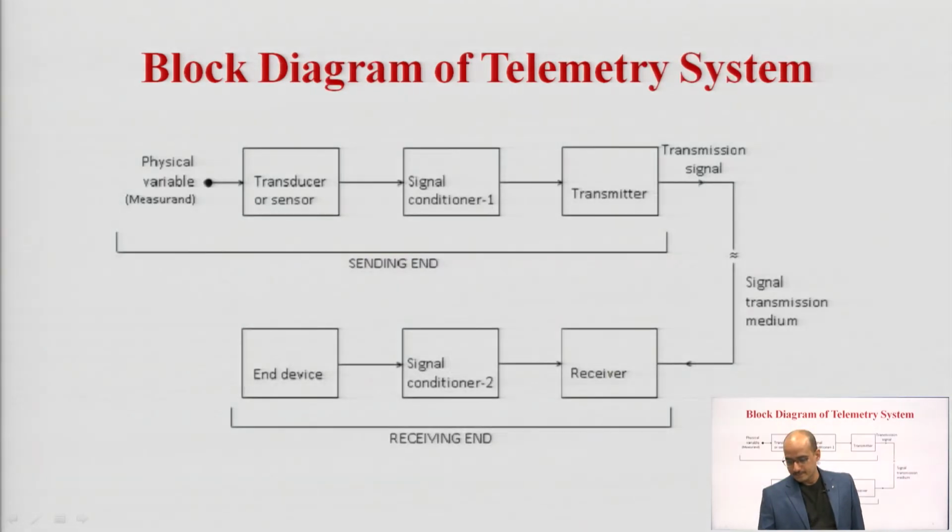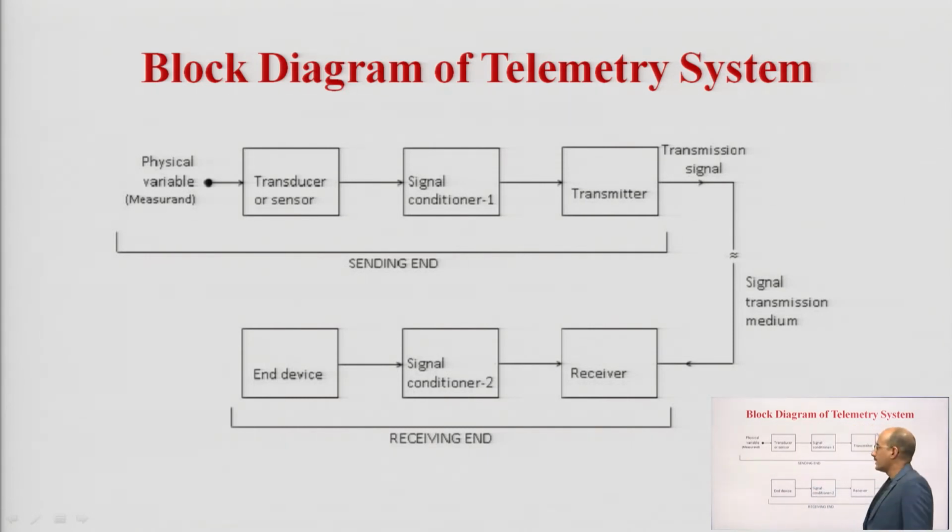So, now going towards the basic block diagram of the telemetry system, you can easily understand these points. When we are talking about the telemetry system, as per our example in the first slide, you can see that there are three places. First one is the sending end, second one is the channel, and third one is the receiving end.